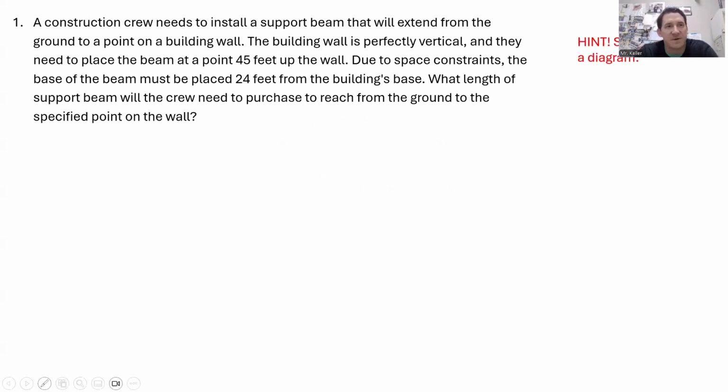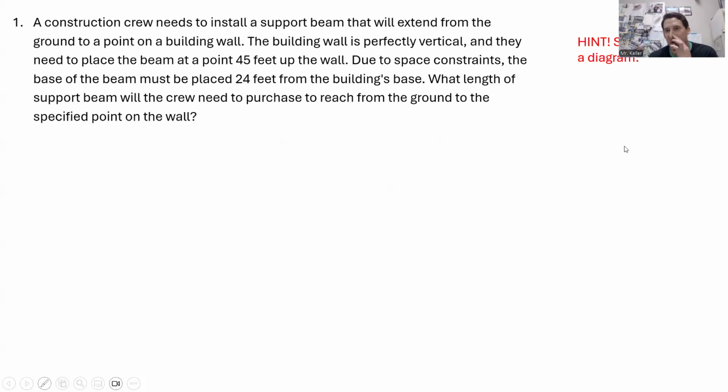First, a construction crew needs to install a support beam that will extend from the ground to a point on a building wall. The building wall is perfectly vertical, straight up and down, and they need to place the beam at a point 45 feet up the wall. Due to space constraints, the base of the beam must be placed 24 feet from the building's base. What length of support beam will the crew need to purchase to reach from the ground to the specified point on the wall?